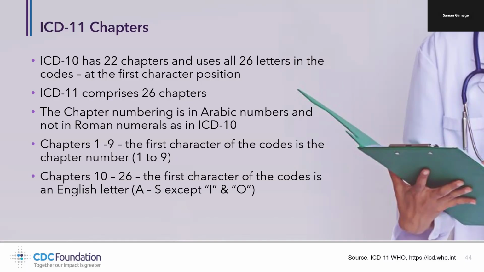For chapters 10 to 26, the first character of the codes is an English letter from A to S except I and O. The letters I and O are omitted to avoid confusion with 1 and 0. Letter X is the first character in extension codes.